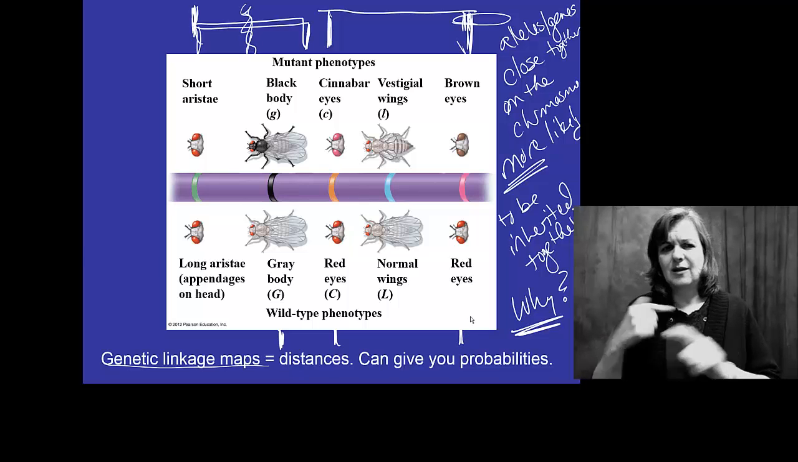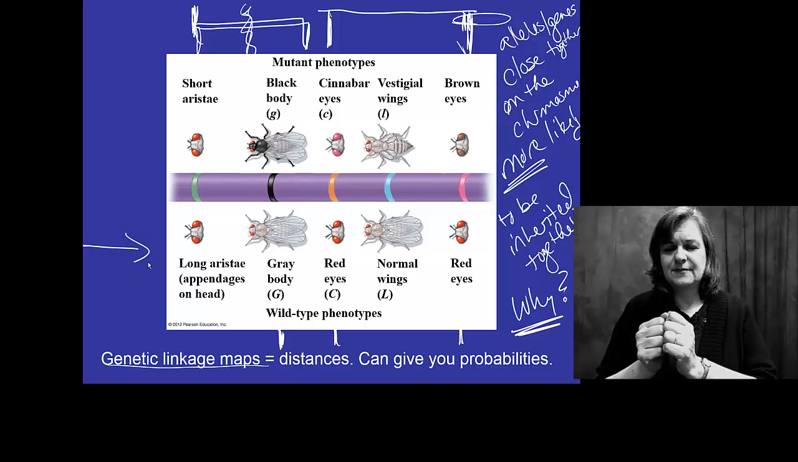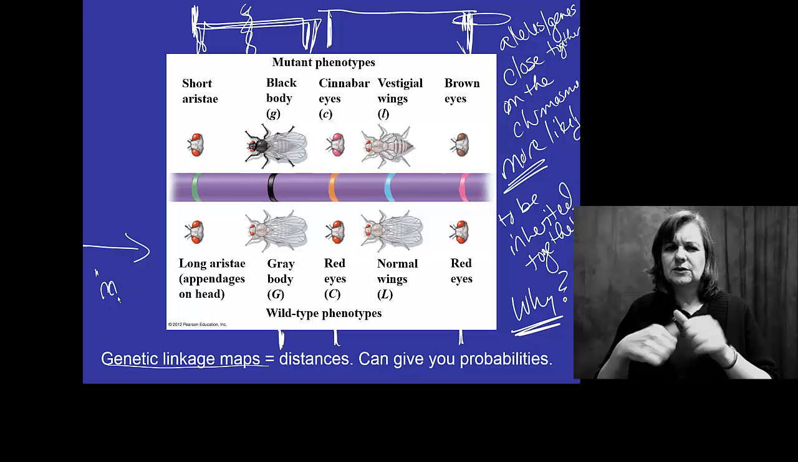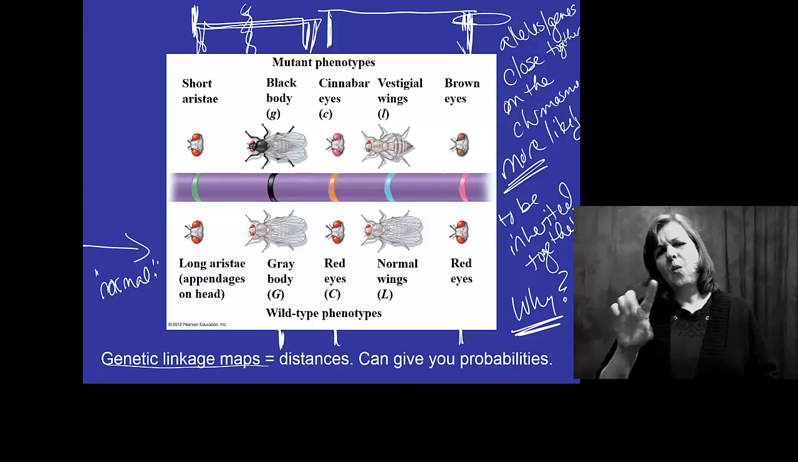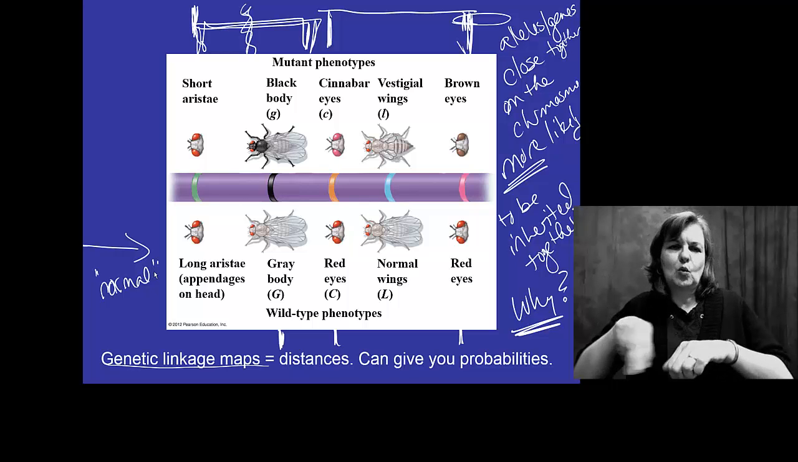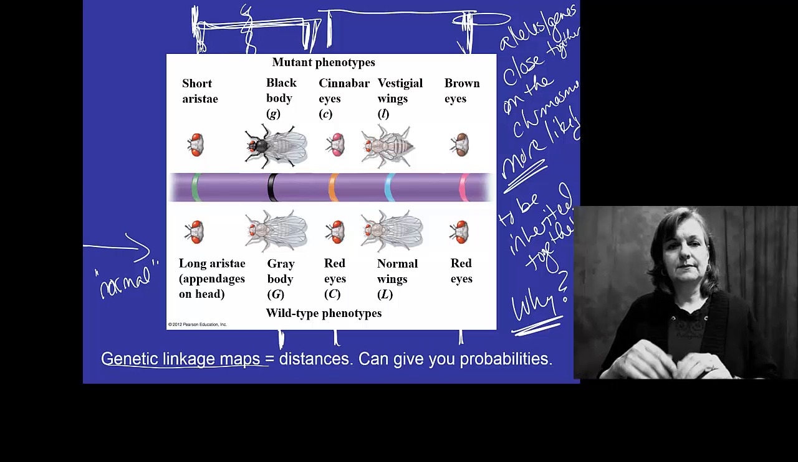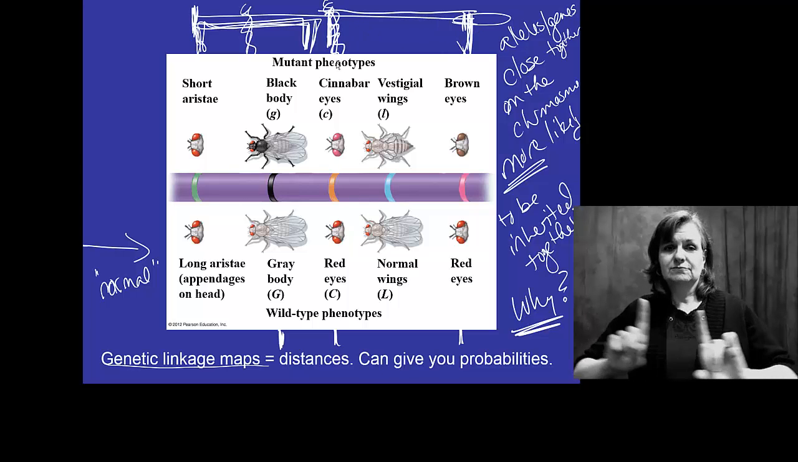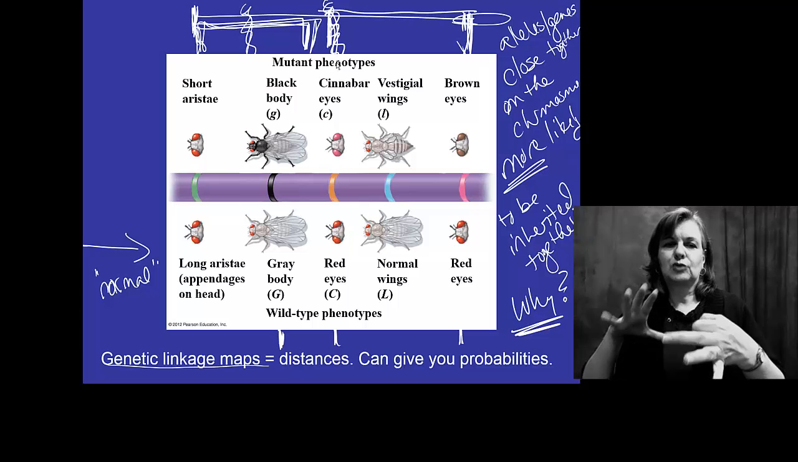Well, these are actually the wild types on the bottom. So how close together are these genes? Wild type means, we'll say normal for now. Okay? So how close are these together? The further apart they are, the more likely they are to get split up by crossing over. We'll talk about that more as we go.